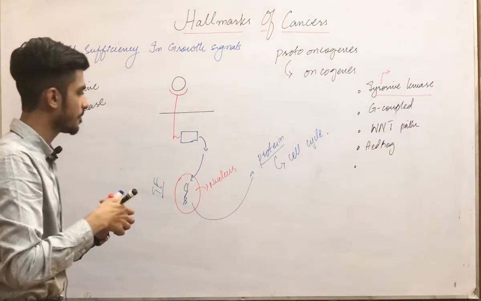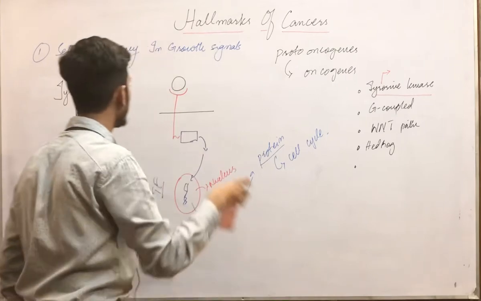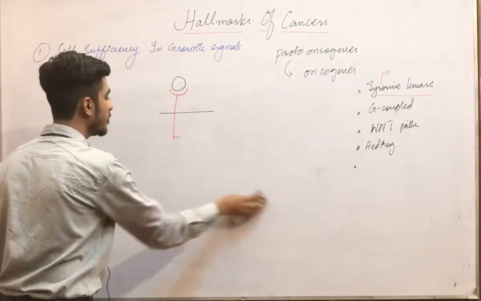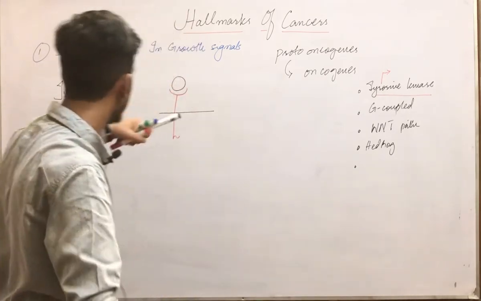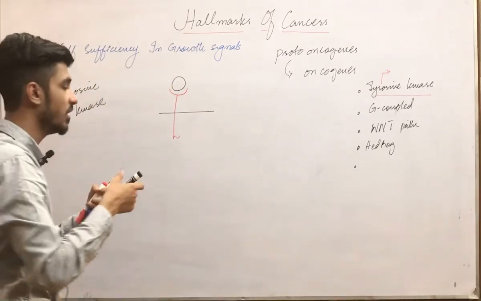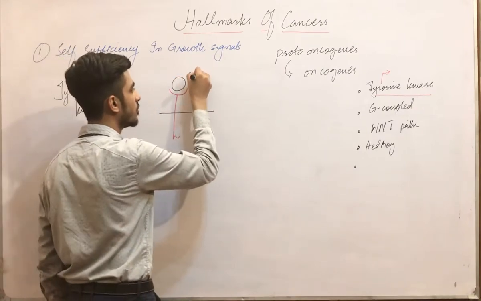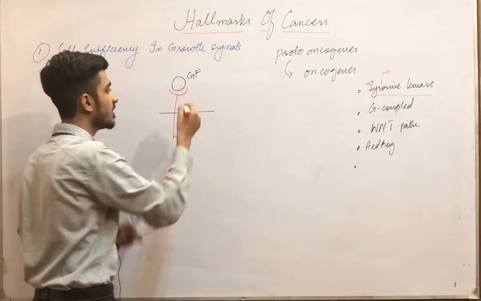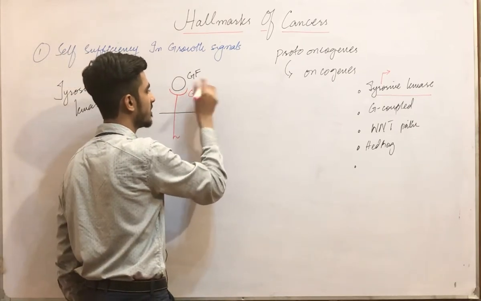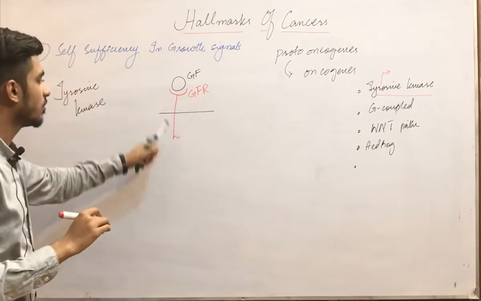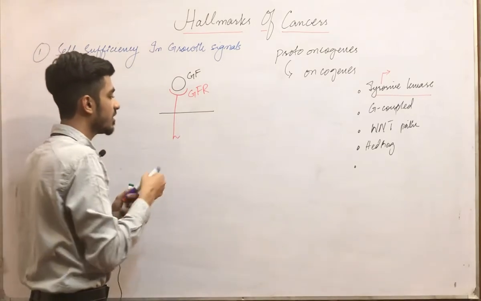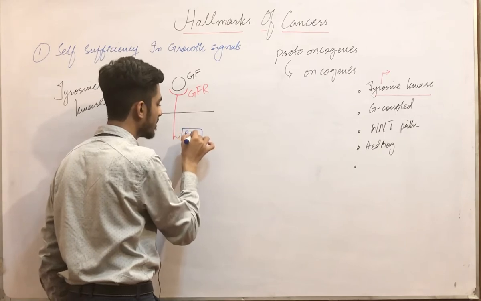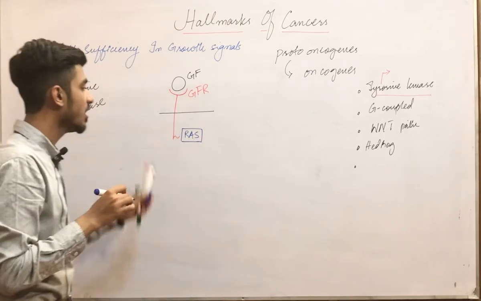Suppose now I am explaining the normal tyrosine kinase pathway. If we study the normal pathway, then we will move on towards the mutation in those genes that are involved in this pathway. So first of all, this is your growth factor. Clear? It comes and attaches to the receptor that is called the growth factor receptor. Now this growth factor receptor is associated with a protein here, and this protein is called the RAS protein. Clear? RAS protein.